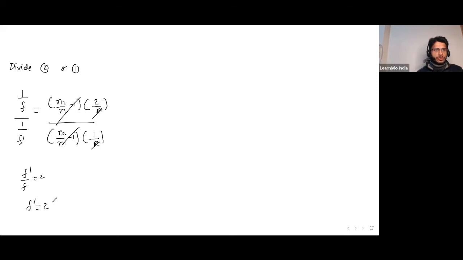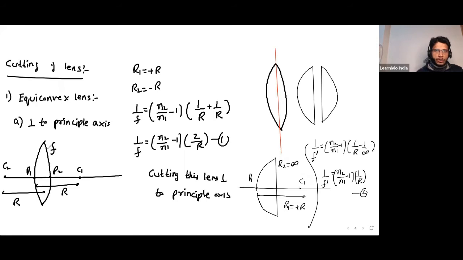Your F prime is 2F. Which means if the focal length of this lens is F, then on dividing this into two parts, the focal length of each part will be 2F. Focal length will be twice if you divide a lens perpendicular to principal axis. Remember this thing. It's an important conceptual question. If you are dividing a lens perpendicular to principal axis, then its focal length becomes double, because the radius of curvature of one surface is infinite now. Focal length just doubles.